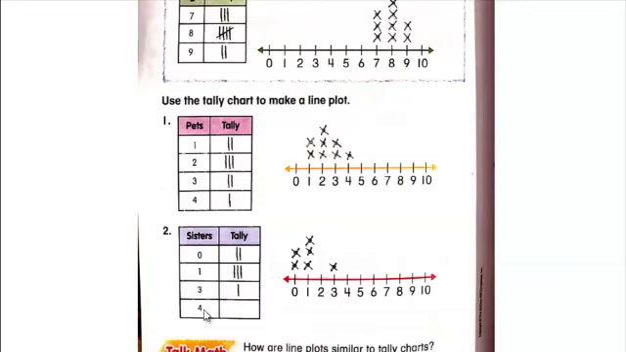Here in front of 4, there is no tally mark. Don't draw any plots here in front of 4, as there is no tally mark.